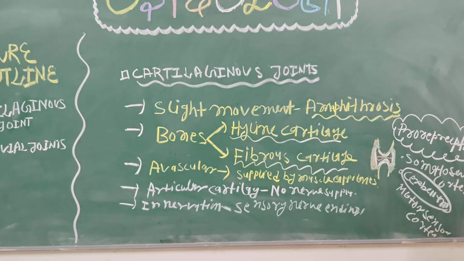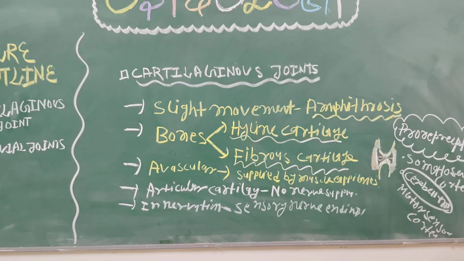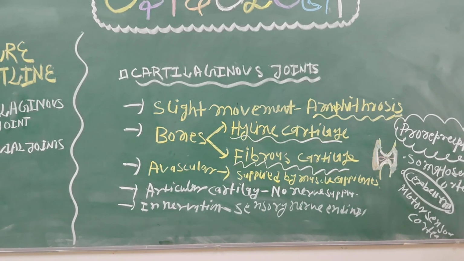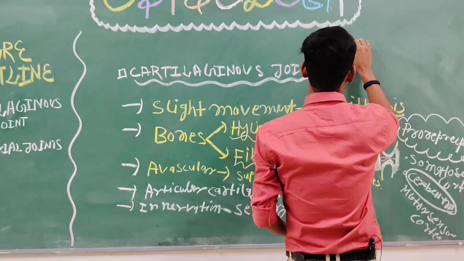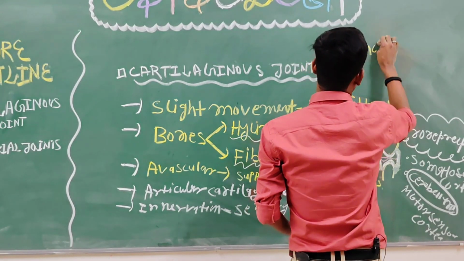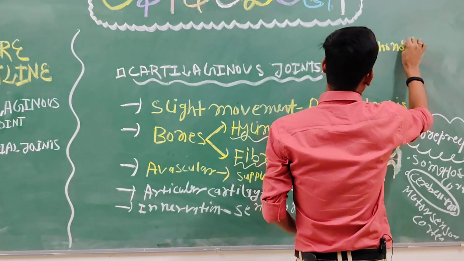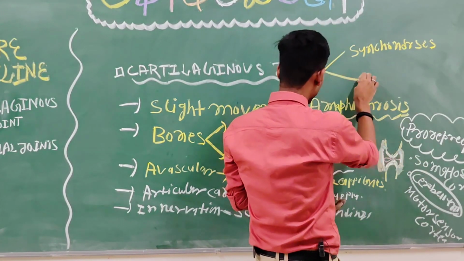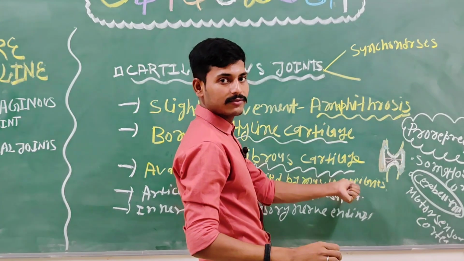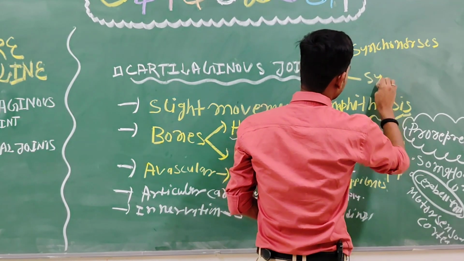Now the first classification of cartilaginous joint is called synchondroses. And the next one, where fibrous cartilage is involved, is called the symphysis.